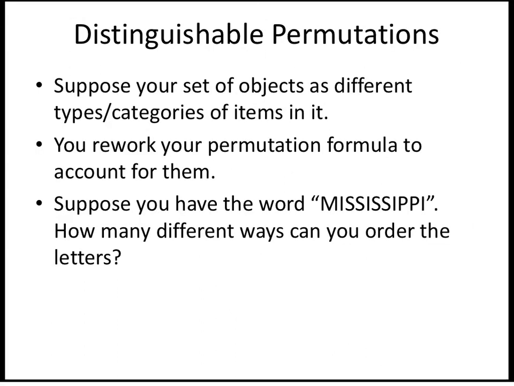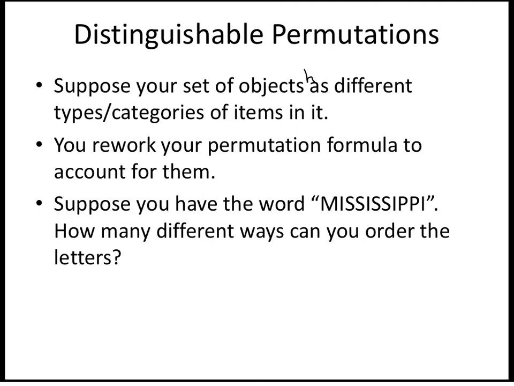Now let's talk about distinguishable permutations. So suppose we have a set of objects, and that set of objects has different types or categories of items in it. We have to rework our permutation formula to be able to account for those. So suppose we have the word Mississippi. How many different ways could we order those letters?